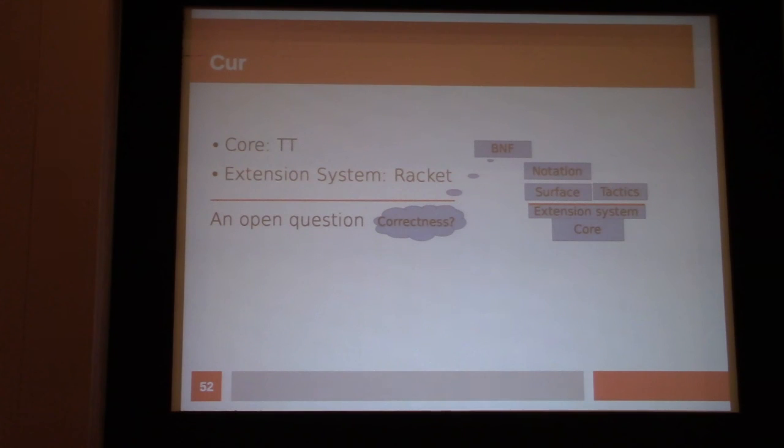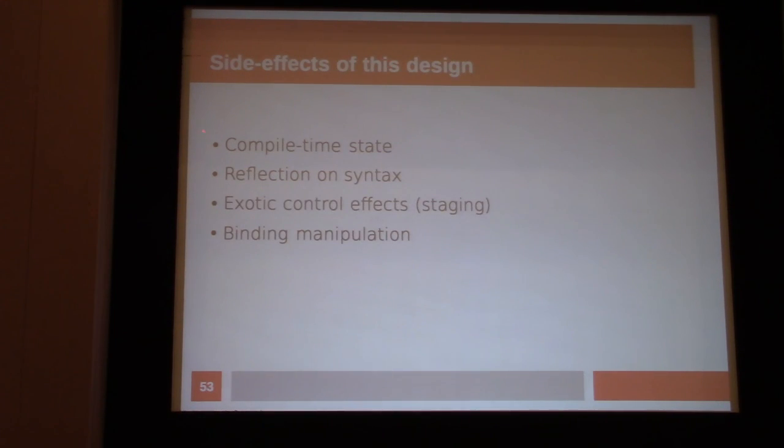All right, so we have this small core, we have this extension system, and everything else is just user-defined notation, but let me leave you with a few open questions. How do we know any of this notation is actually correct? And what does it even mean for it to be correct? And if we had those answers, we still have a lot of side effects in this design that we have to reason about. So for instance, in the pattern matching example, we use compile time state to change what even statically exists at runtime. In the tactics example, we use reflection on syntax, which could break your parametric reasoning or break your referential transparency.